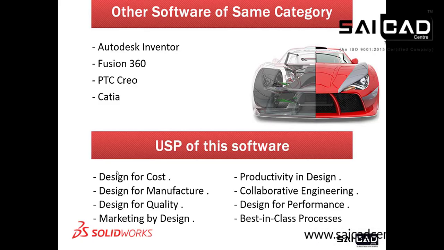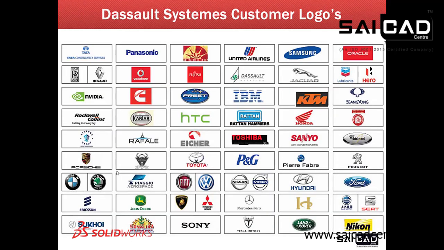And in the similar category of software we have the Autodesk software like Inventor and Fusion 360. We have the PTC software, that is Creo, Parametric, and the other apps of Creo. We have CATIA from the same company, that is Dassault Systèmes. And we also have some other software like NX, like Solid Edge, and many more. The main USP of this software is that it can be used for the cost, for the manufacturing, for the quality, for the design. Okay, so there are many USPs of this software. So some companies use this software, and here are those.